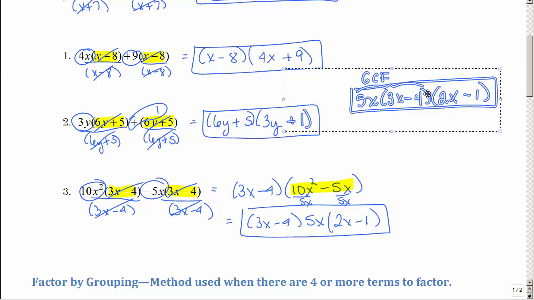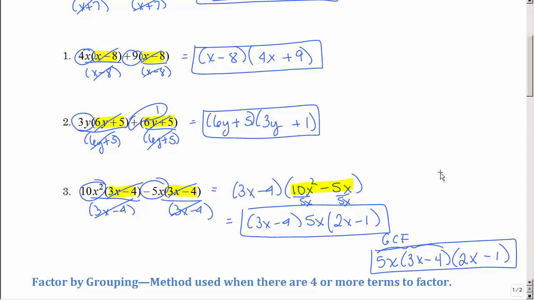Well, let's pull this one back down here. And is it that different? No, in fact, it's exactly the same answer, just written in a different order. So if you don't get all of the common factor, you need to make sure you go back and look at your answer and say, hey, can I factor further?